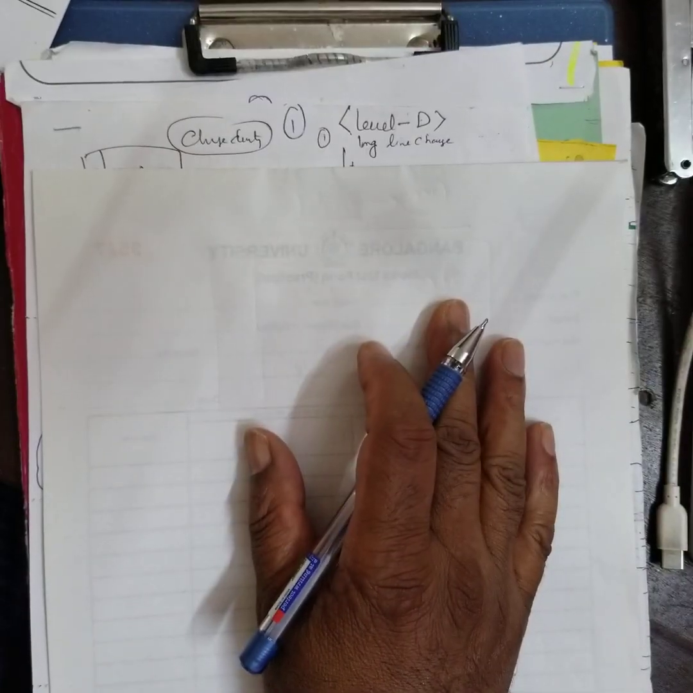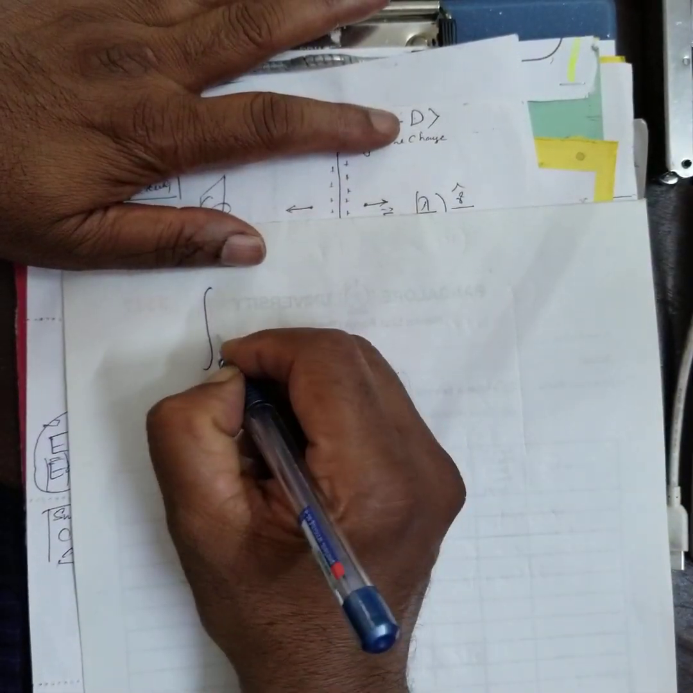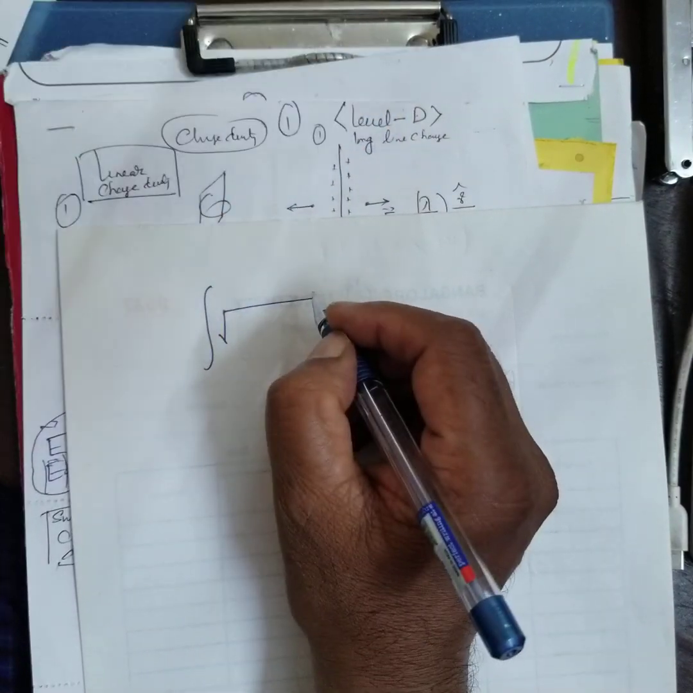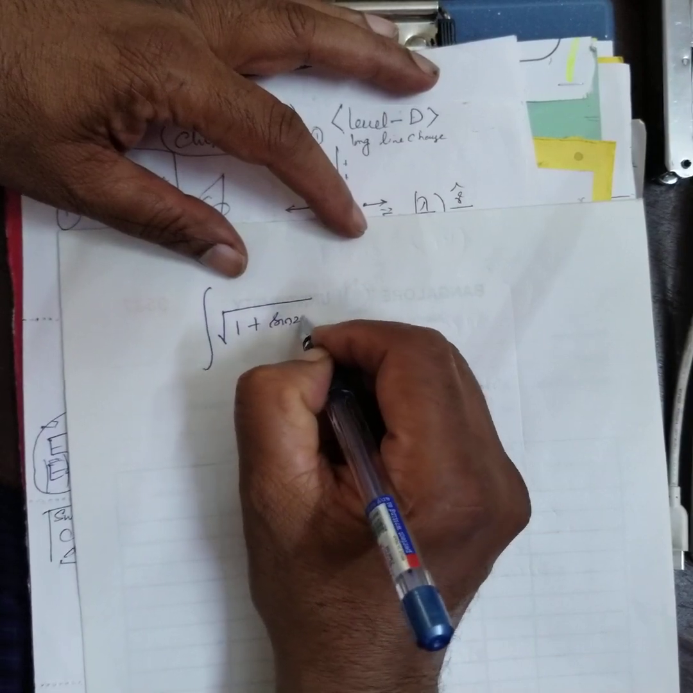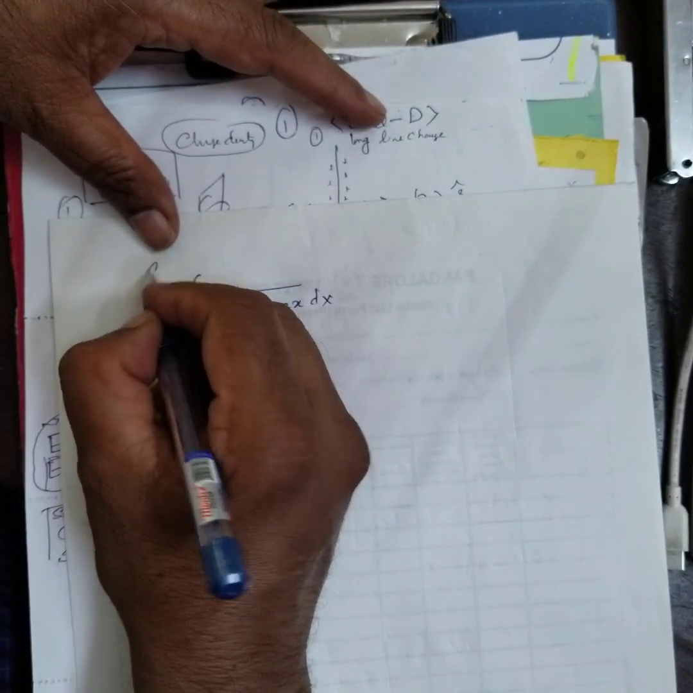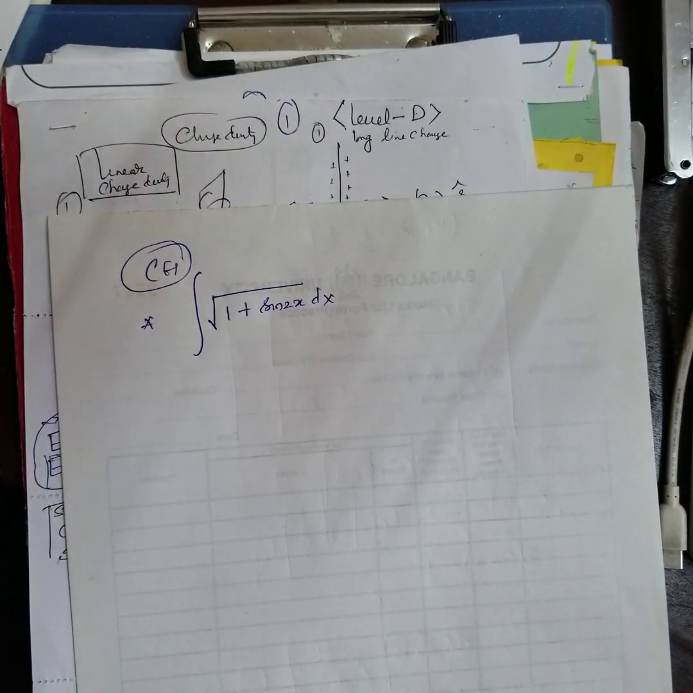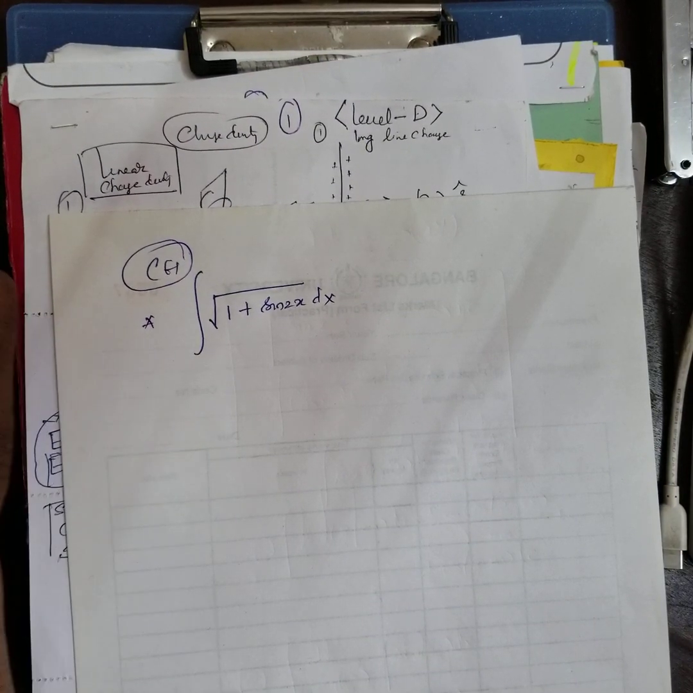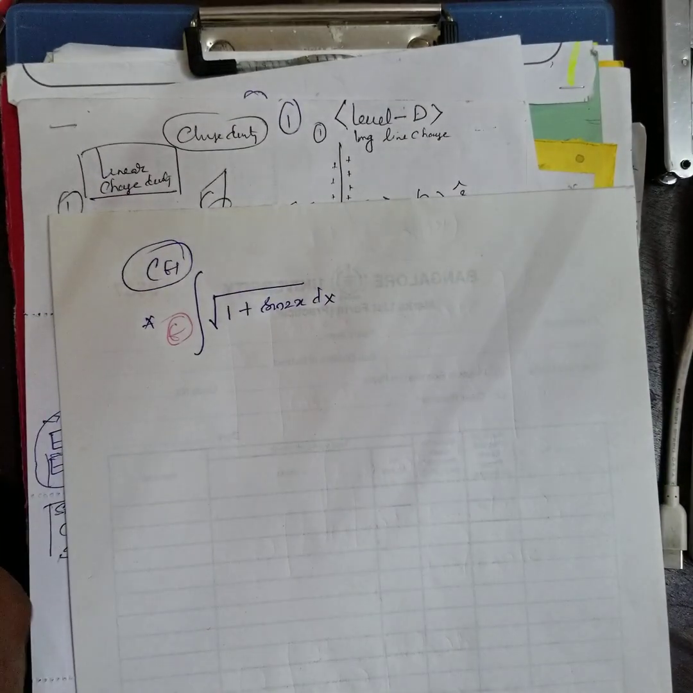Now how to do this: integration of square root of 1 plus sin 2x dx? This they have asked in CET as well as in the regular exam also. The regular exam also they have asked for 1 mark.